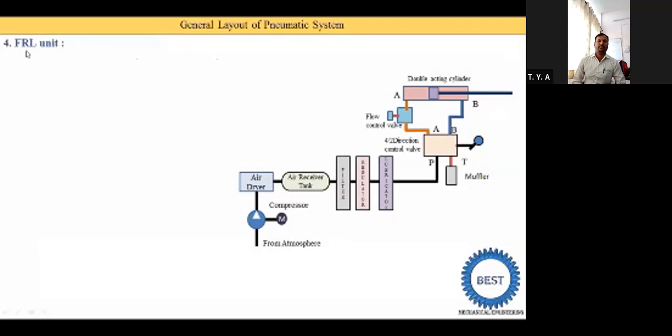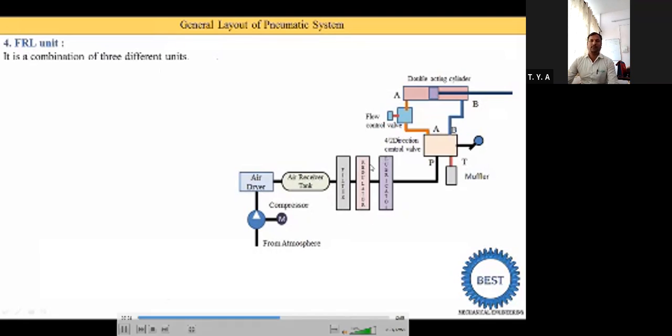The fourth component is the FRL unit. It is the combination of three different units. Here you see the first unit is the filter, the second one is the regulator, and the third one is the lubricator. They take the first letter of all three words, that is F R L.